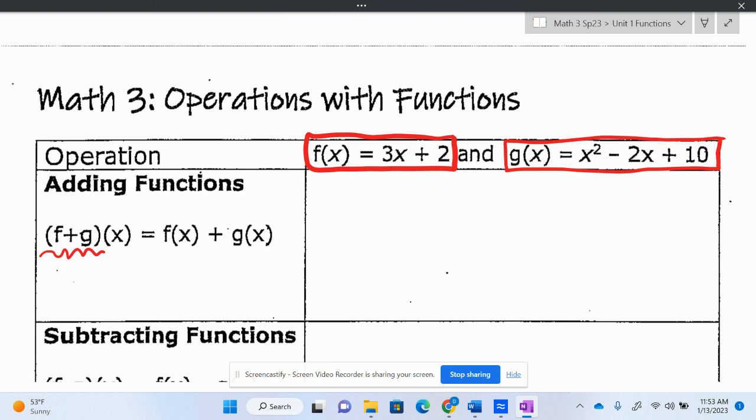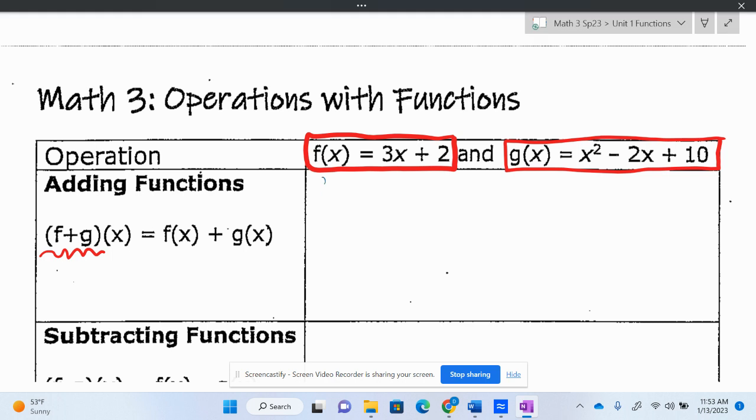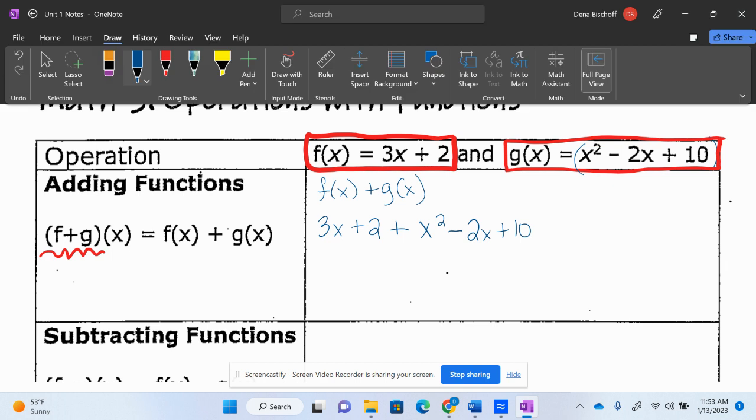So I'm going to do this two ways, just because linearly is how you might have learned it, but I like to stack them up on top of each other. So the first way is I could take my f of x and add it to g of x. So 3x plus 2 plus the whole g function, which is x squared minus 2x plus 10. Now I need to do something special here.